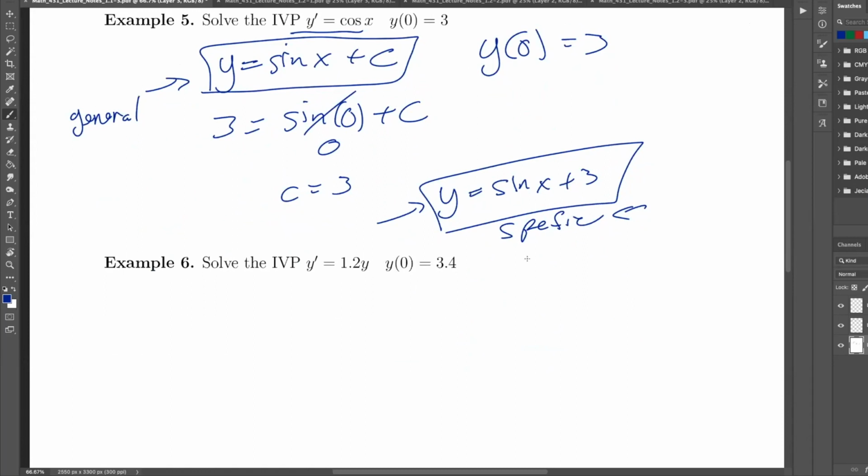All right, so let's look at this. Let's solve this initial value problem. What function is going to give me 1.2 of that function? Does anyone know? If I take a derivative of a certain function, I get 1.2 of that function again. Does anyone know what that function was? Here we're just doing guessing.